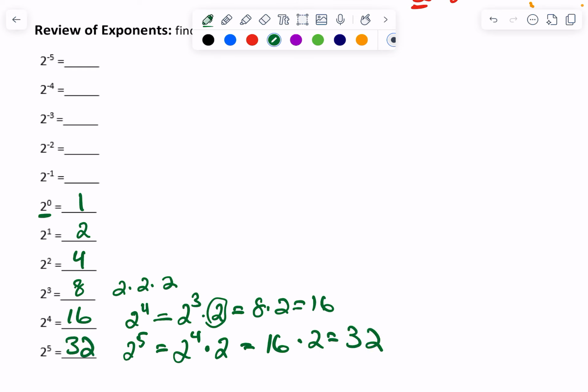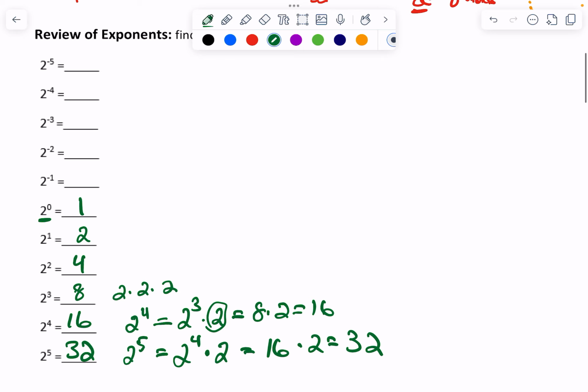Okay, now let's go back to the negatives here. So we've got 2 to the power of negative 1. Remember that that negative exponent flips it over, takes the reciprocal, so it's a half. 2 to the power of negative 2 is going to be 1 over 2 squared, which is 1/4.